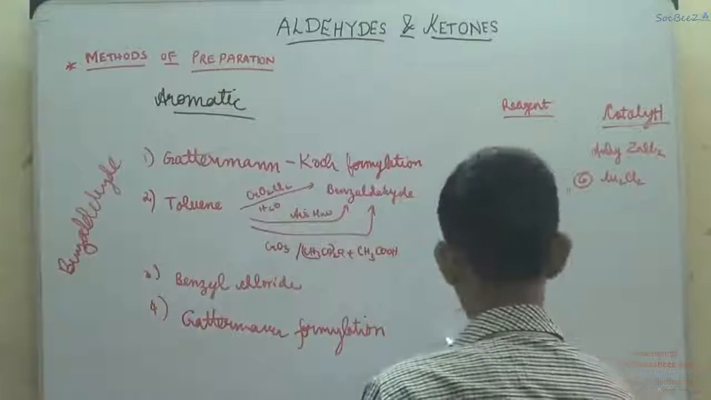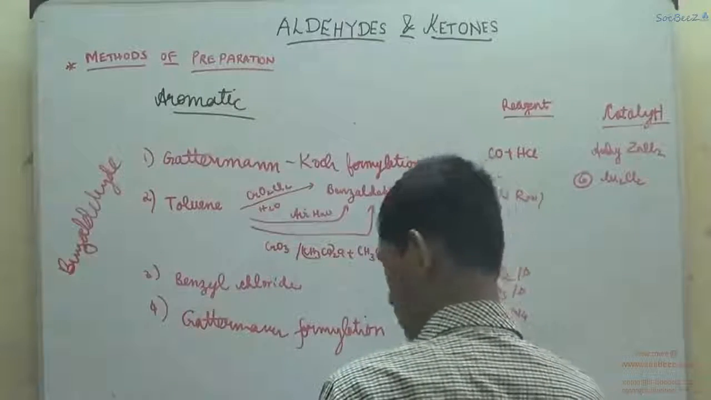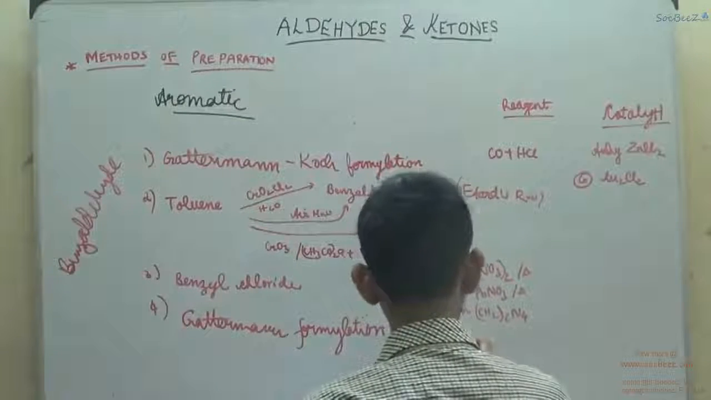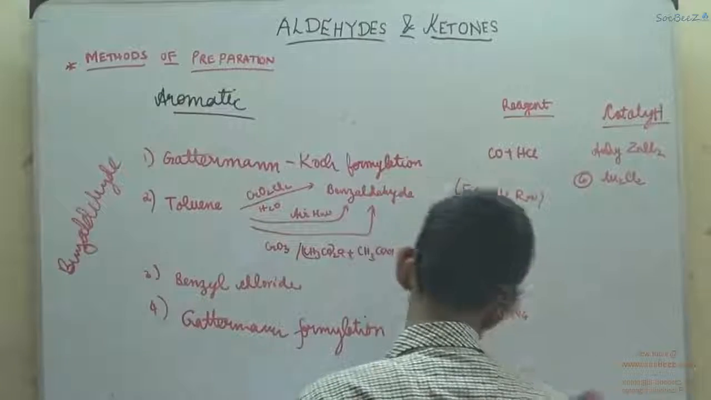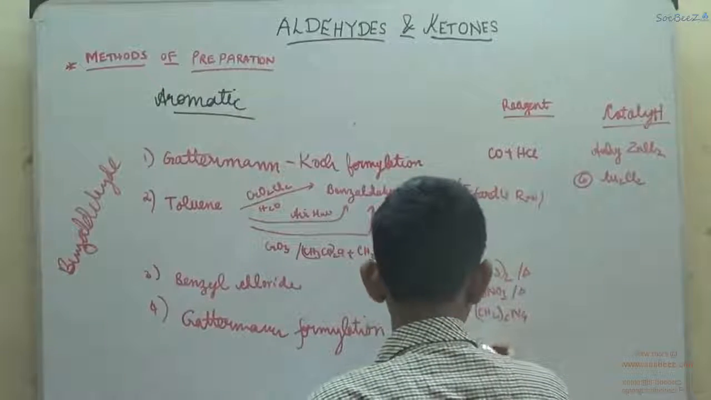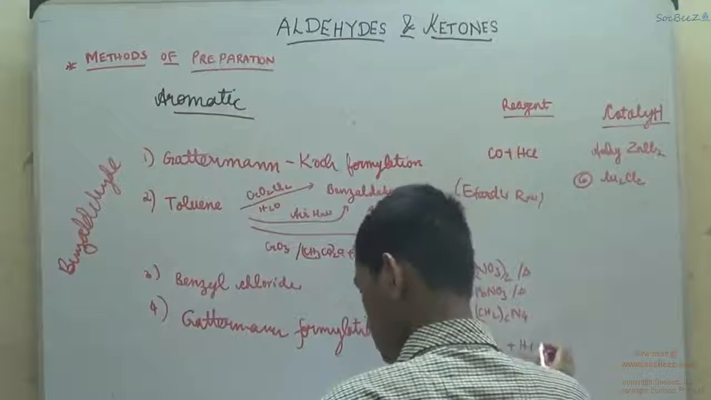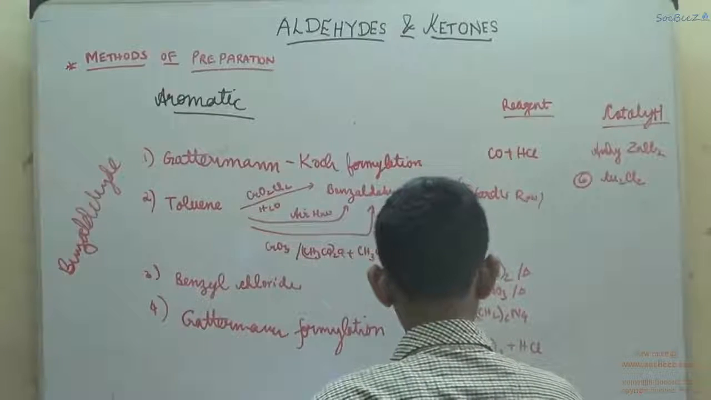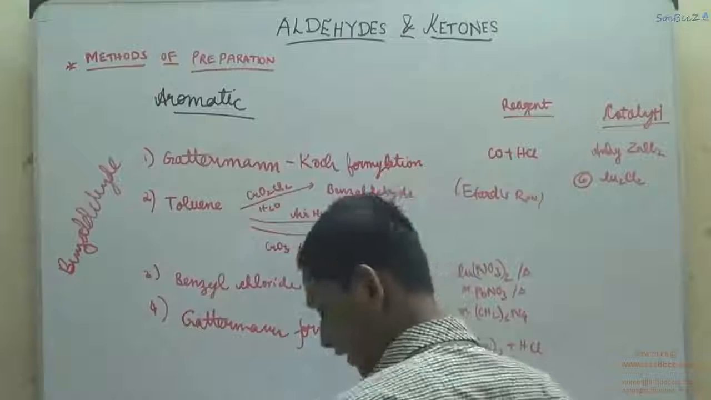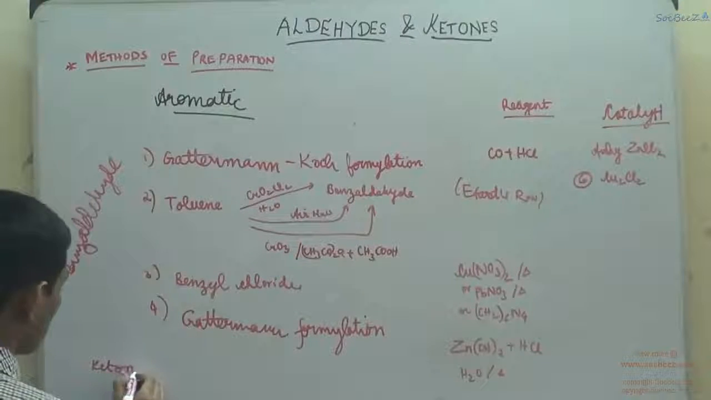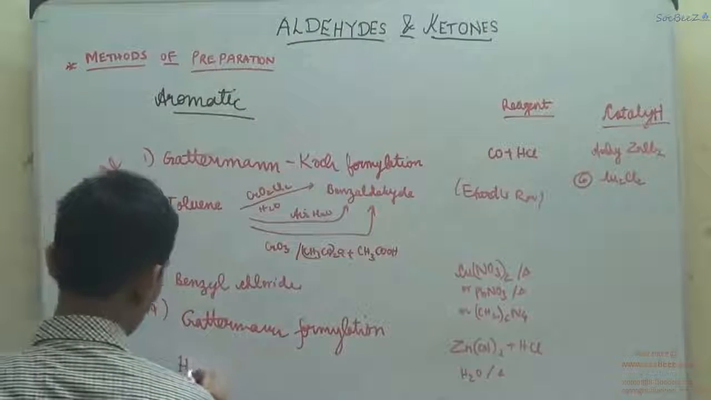Gattermann formulation, here you actually use ZnCl2 plus HCN, but both rearrange and then you get ZnCl2 plus HCl, and then you treat it with water and heat, you will again get your aldehydes. For ketones, use the Hoesch reaction.